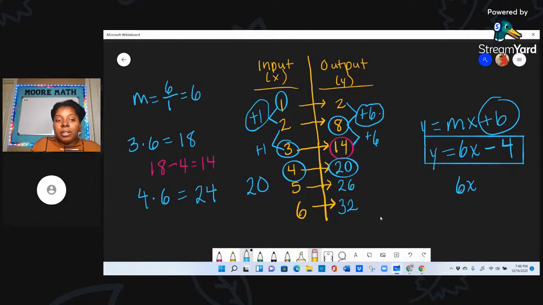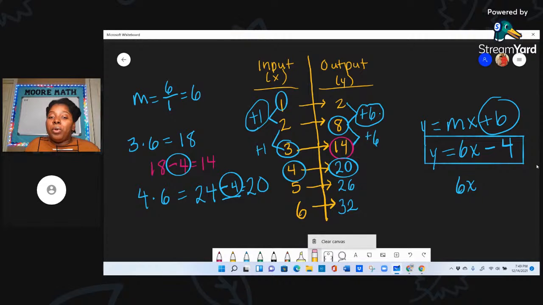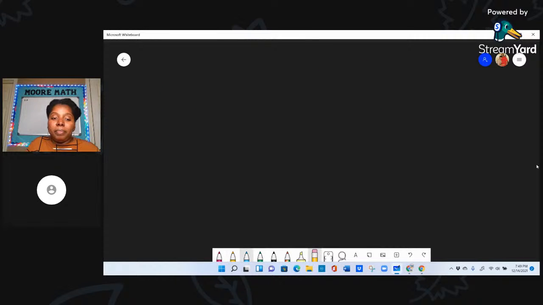Not 24, 20. So what did I do? Did I go down or up to get from 24 to 20? Down, right? We subtracted. And how much did we subtract? 4. Okay. So it seems like we multiply by 6 and then we subtract 4. Okay. So let's do some more so that you can get the hang of it.